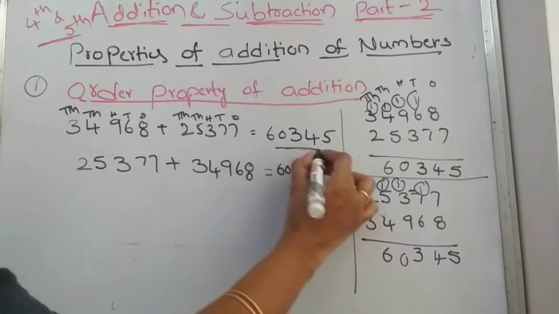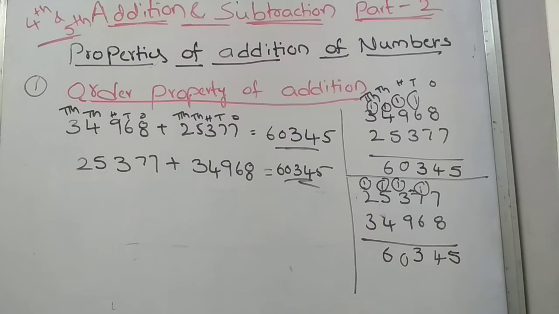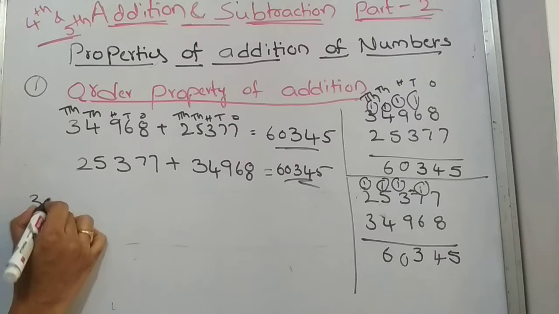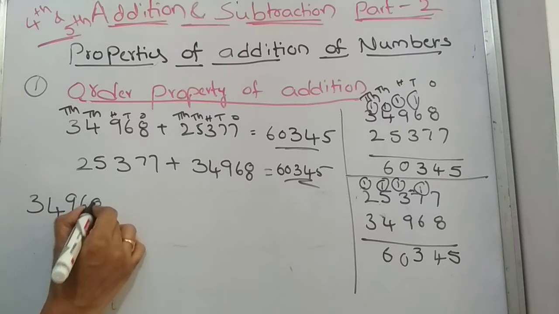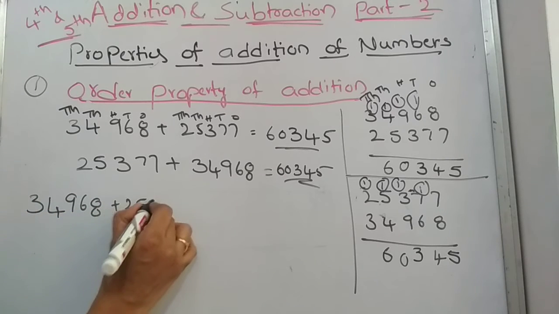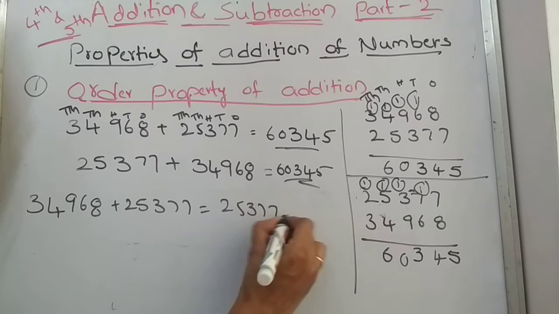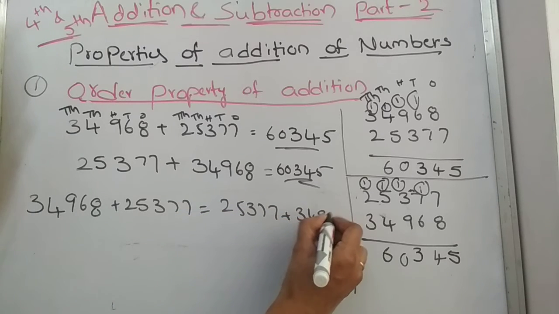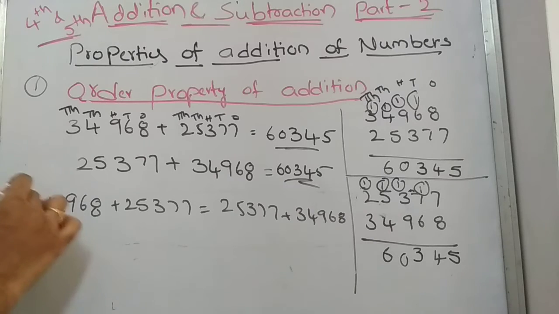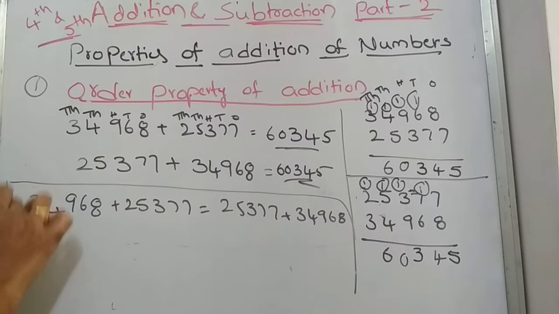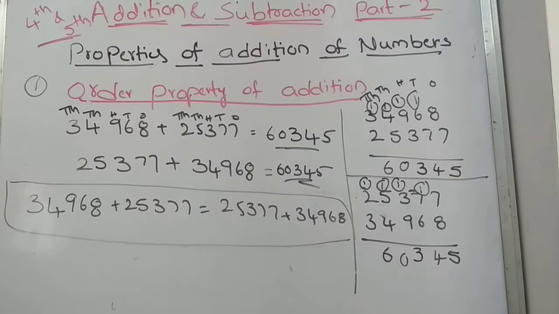Please observe this answer, this sum. Both numbers. So, what is the conclusion? 3, 4, 9, 6, 8 plus 2, 5, 3, 7, 7 equals 2, 5, 3, 7, 7 plus 3, 4, 9, 6, 8. If they are like this, this is the first property of addition. What is the name? The property name is order property of addition.